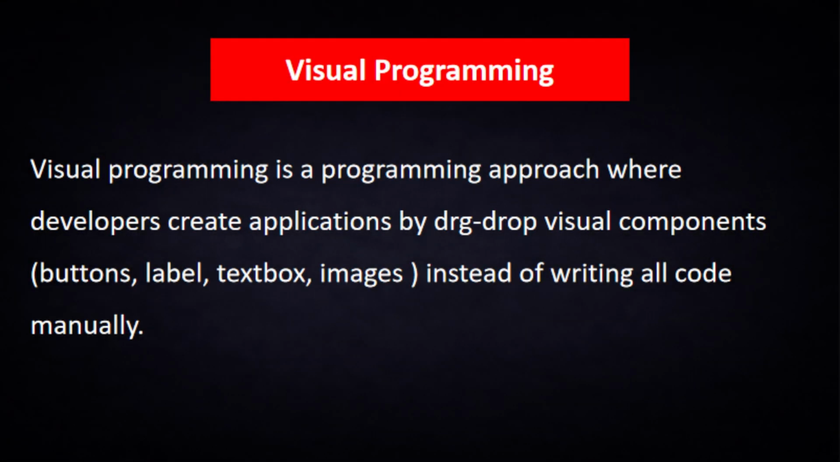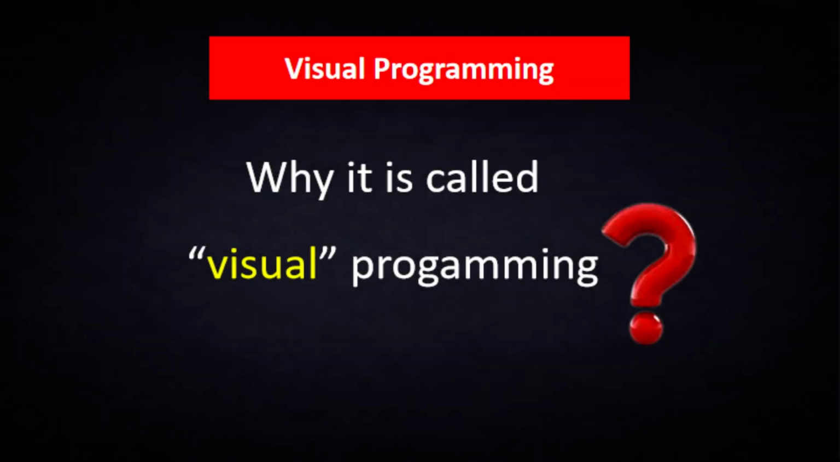Let's see what is visual programming. Visual programming is a programming approach where developers create applications or software by drag and drop of visual components like buttons, labels, text boxes, images, instead of writing all code manually.